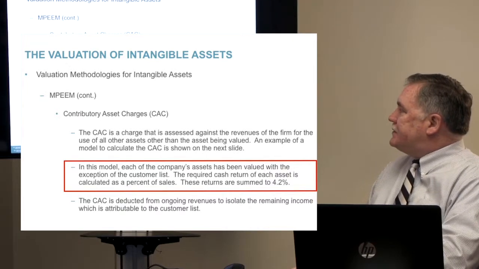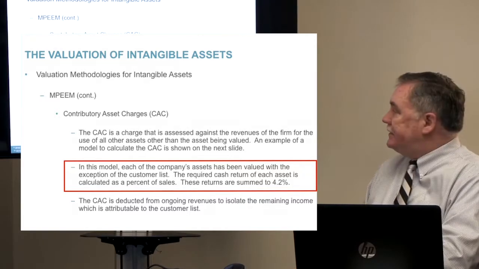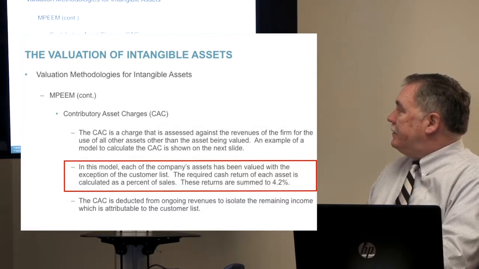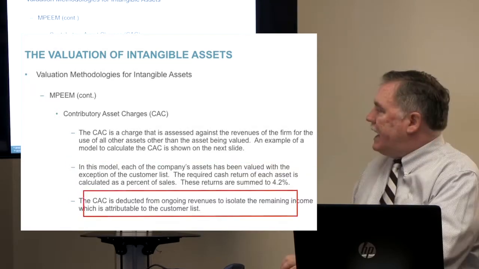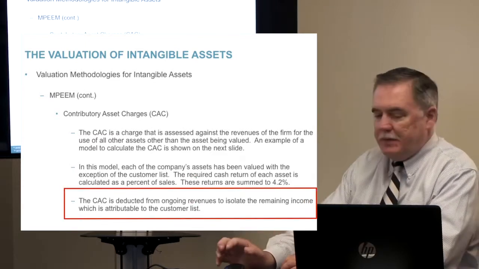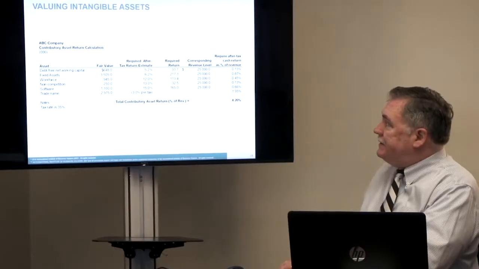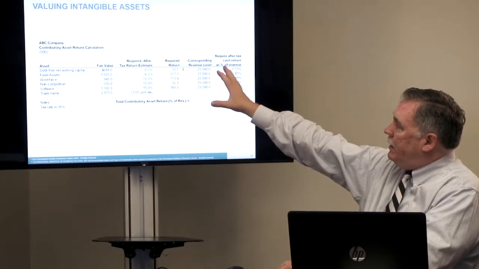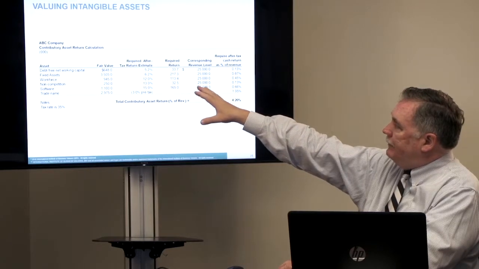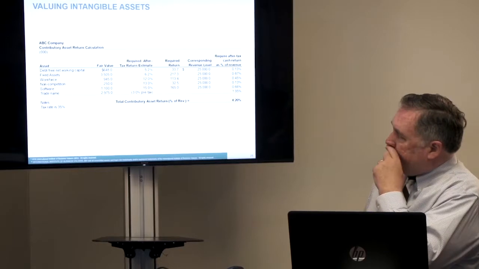The required cash return of each asset is calculated as a percent of sales, and these returns are summed to 4.2%. The CAC is deducted from ongoing revenues to isolate the remaining income, which is attributable to the customer list. So here for ABC Company, it's a different company where we've assumed that we've looked at all of the other assets other than the customer list.